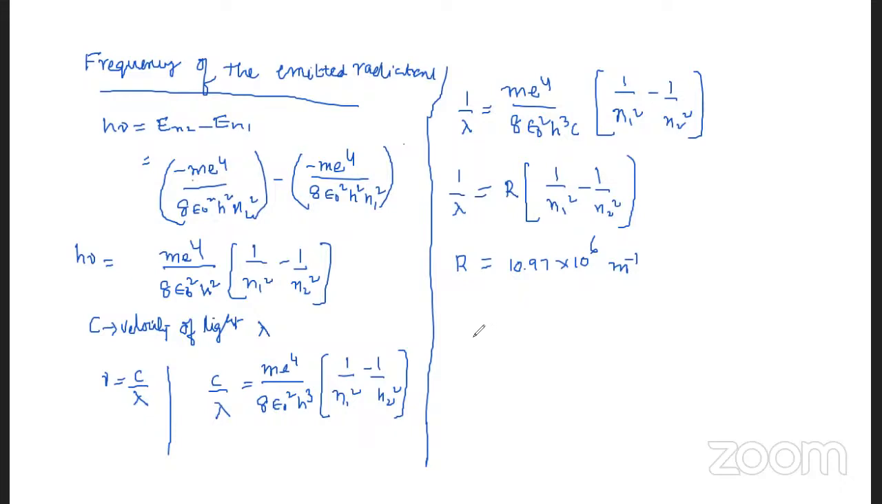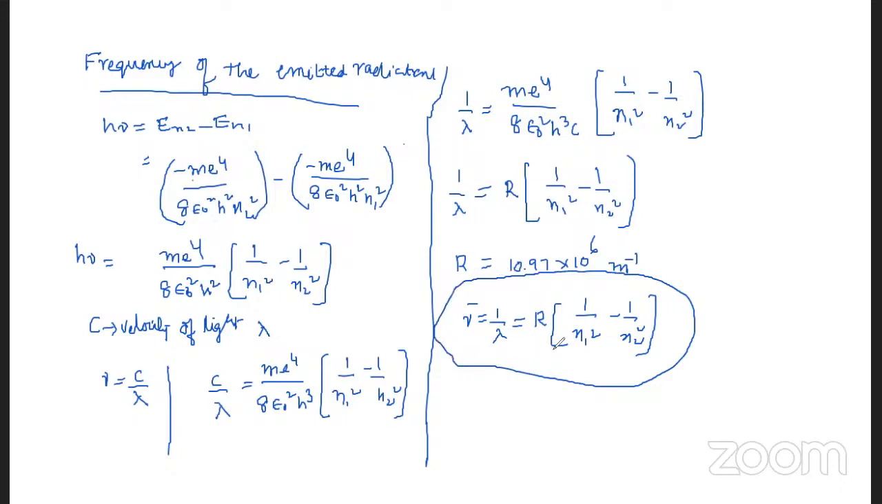So 1 by lambda, which is the reciprocal of wavelength, we call the wave number, which we can represent as nu bar. So it will be equal to 1 by lambda, which is R into 1 by n1 square minus 1 by n2 square. So this equation which we have got is nu bar equals 1 by lambda equals R into 1 by n1 square minus 1 by n2 square.